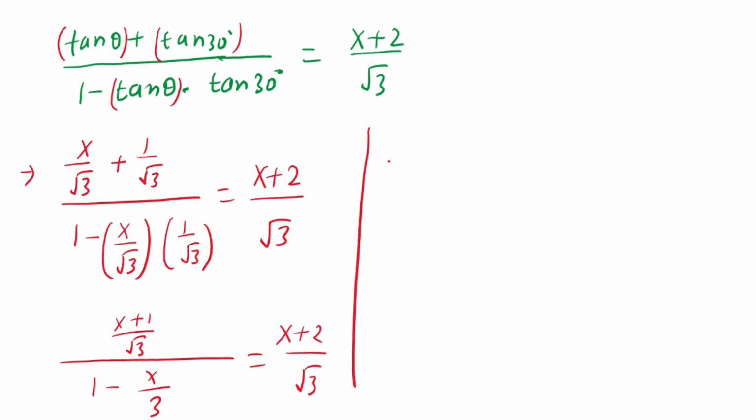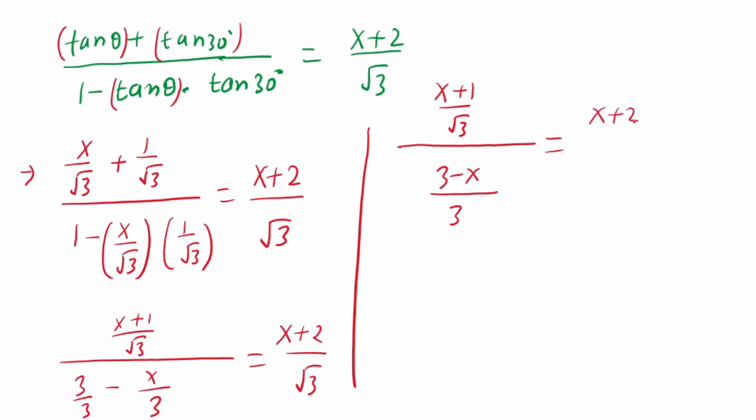Now in the numerator, x plus 1 over square root of 3, and divided by 1 minus x over 3. Here the denominator part is 3, so this one is the same as 3 over 3. Now the common denominator is 3 and in the numerator 3 minus x, and this equals x plus 2 over square root of 3.